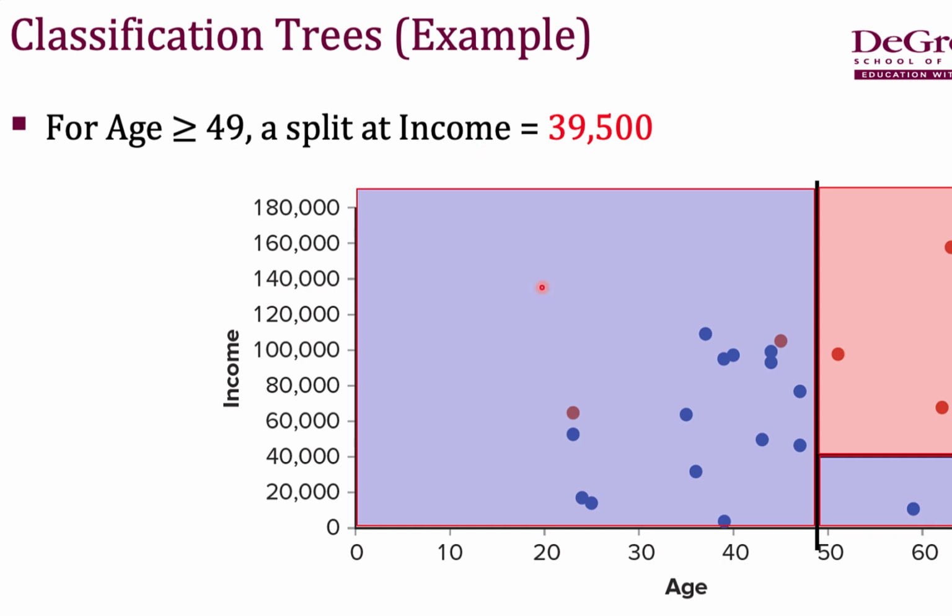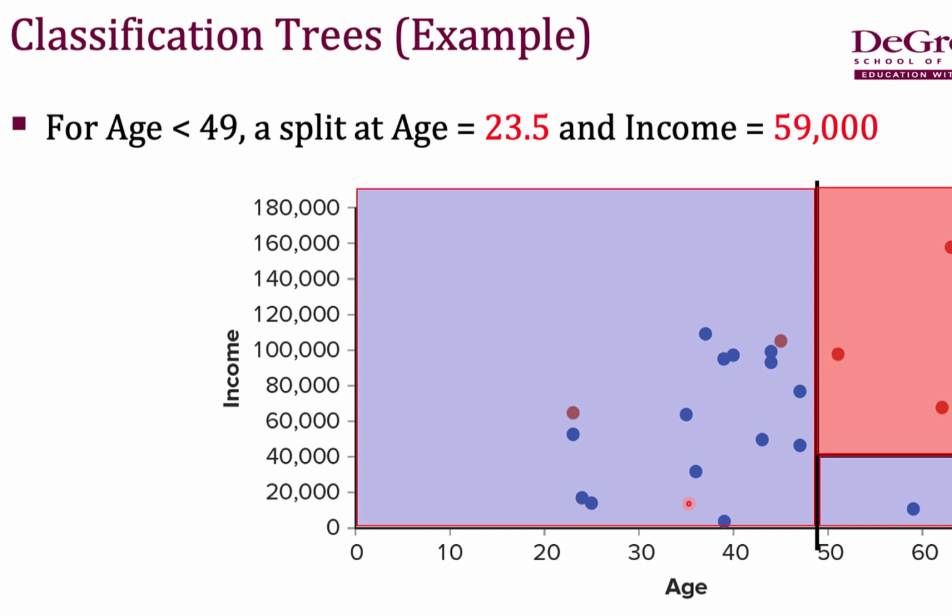We can also further split the region to the left of the age threshold, 49 years old. Now here what I'm doing is that maybe I can further split on age, because by doing a cut around 24 years old, in the middle region it's predominantly blue, right? So it's being a bit more pure than before the splitting, right?